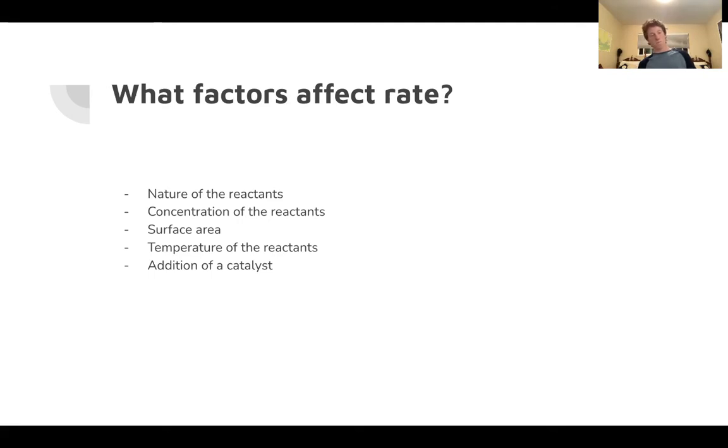Surface area also will affect the reaction rate. If you increase the surface area, you'll increase the number of correctly oriented collisions, which will increase the rate of reaction. And then lastly, the temperature of the reactants also affects it, because higher temperature will increase the average kinetic energy, and this will lead to a greater number of collisions, and thus a higher rate of reaction. And then lastly, the addition of a catalyst will also increase the rate of reaction by decreasing the activation energy, which we'll talk about in a minute.